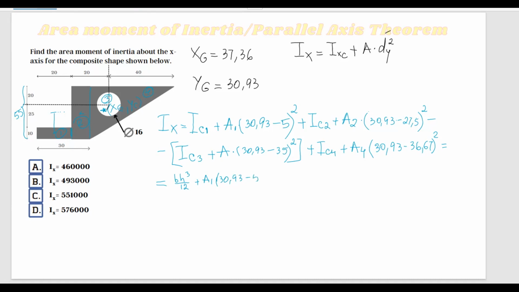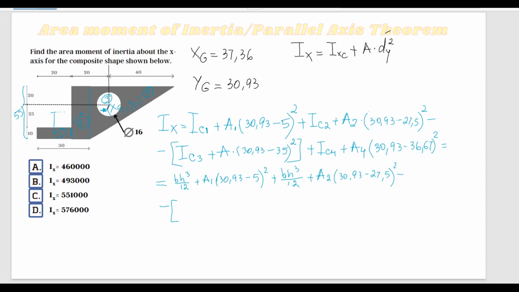30.93 minus 5 squared. Now plus IC2, in this case, we also have a rectangle, so it's going to be equal to BH cubed over 12 plus, we're going to leave everything else the same as it is, A2 multiplied by 30.93 minus 27.5 squared. And now we have minus, and I will open the square parenthesis.